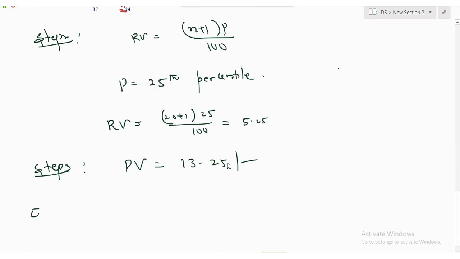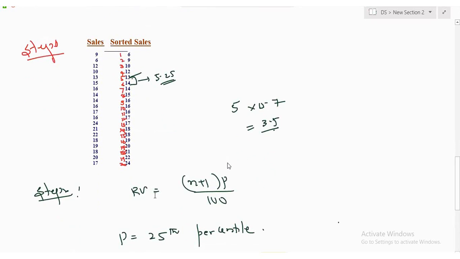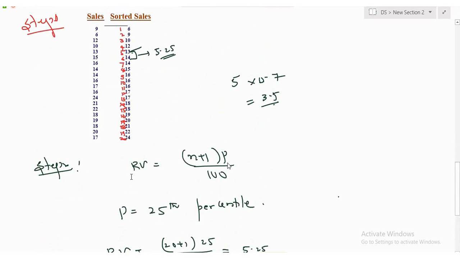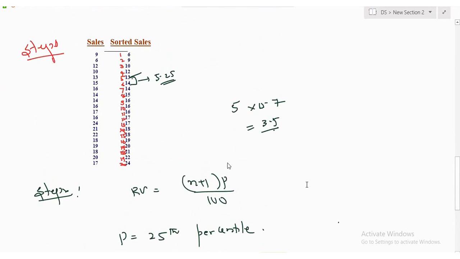Second example. Calculate the same, with P given as the 50th percentile. Do the problem, everyone has to do it. First calculate the RV, how much you are going to get, and next the PV, both. What is the meaning of this? Why am I doing this? We'll look into those in detail, don't worry. But first learn how to calculate the number.